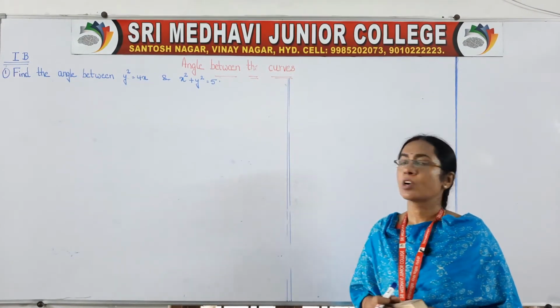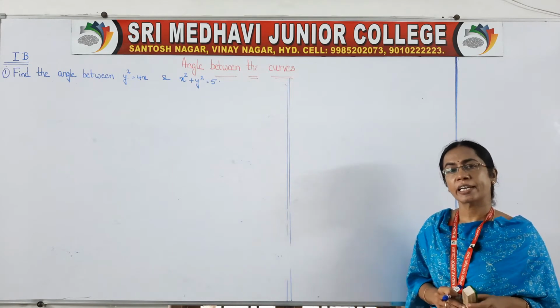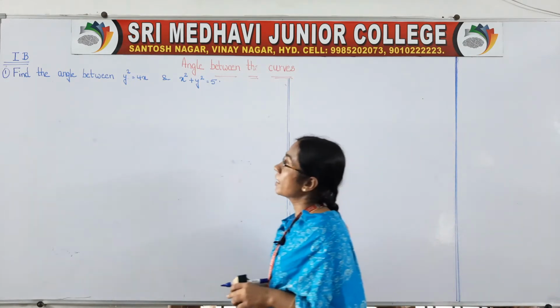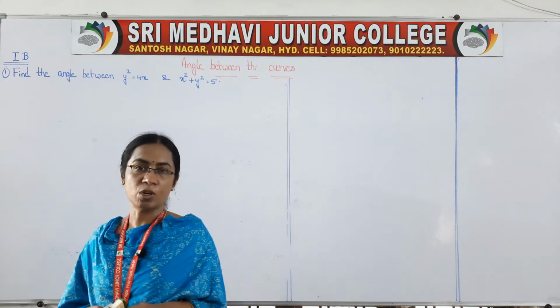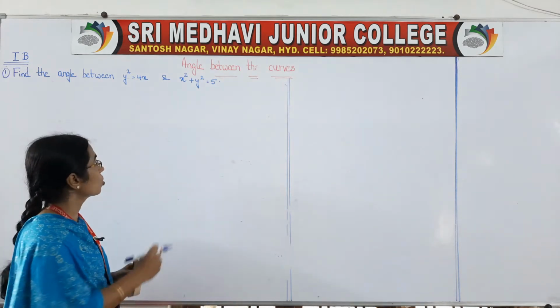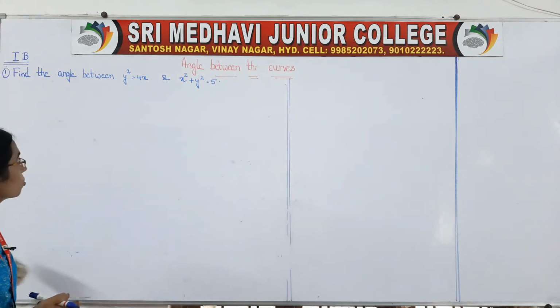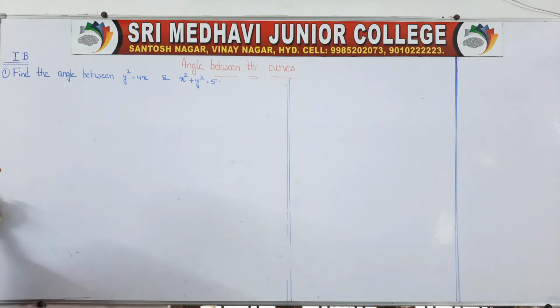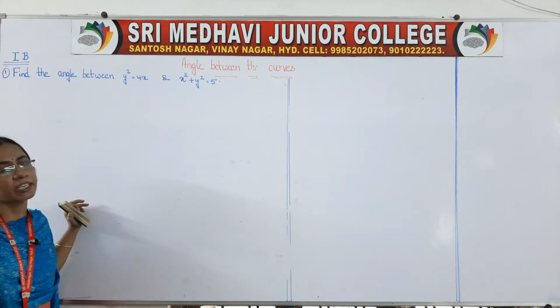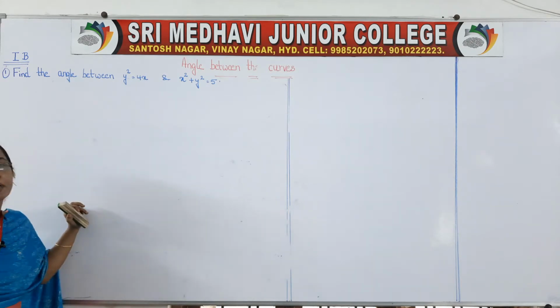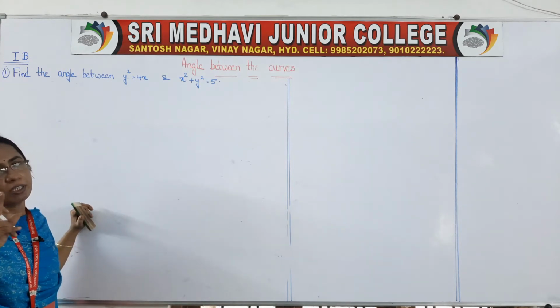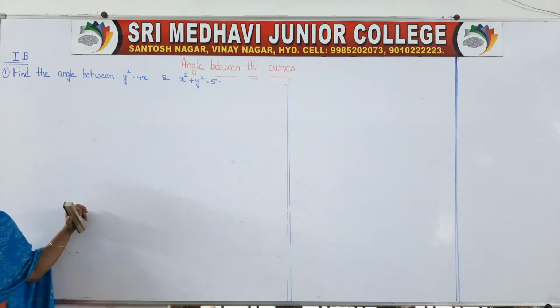Today we will do some more problems in finding the angle between the curves, right? Exercise 10D problems we are doing, okay? So see, now you've got two curve equations: y square is equal to 4x and x square plus y square is equal to 5. Why are we doing so many problems in finding angles? Because these are very repeated questions, and maximum 90% you are going to get one question from angle between the curves.